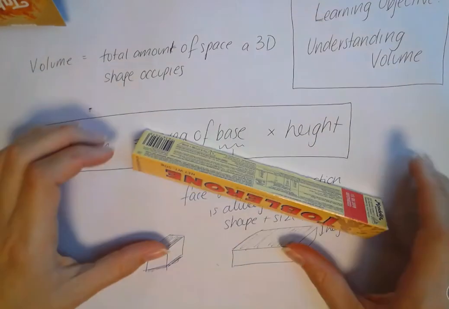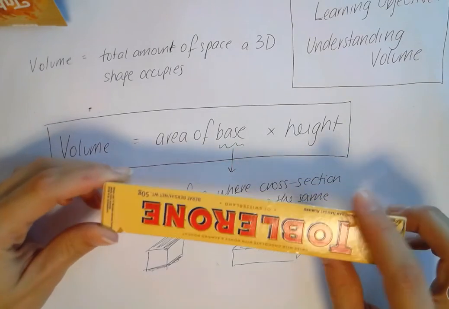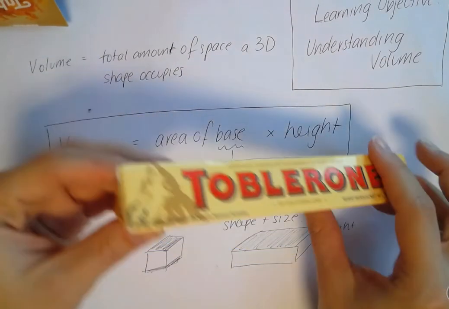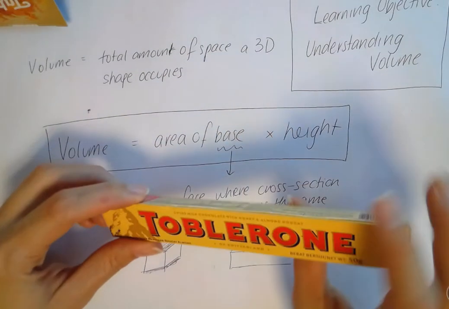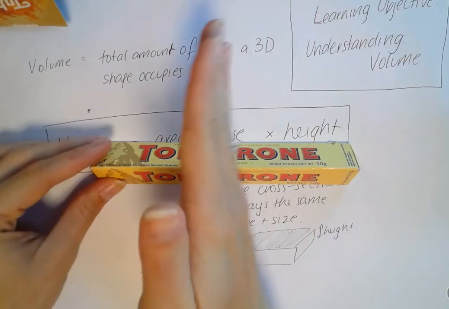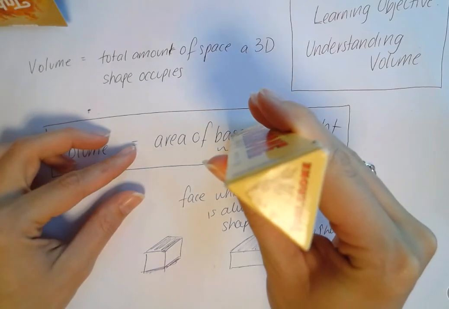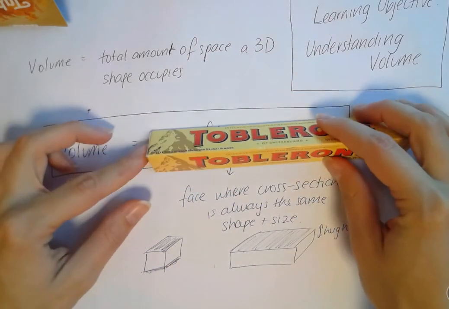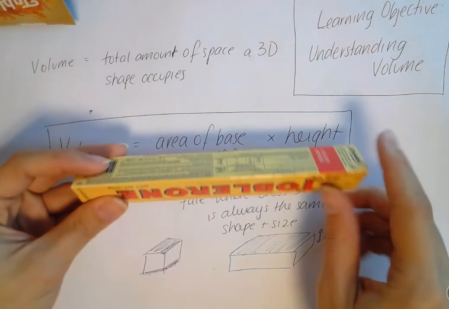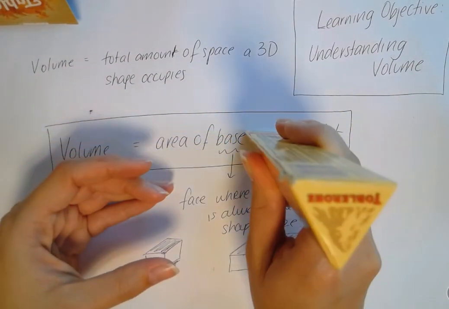And if I give you this one, here's your classic Toblerone. What shape is the face? Where can I cut it over and over to get the same shape? And I would have to cut it like this over and over, in the same way the chocolate's set up, and every single time you would get the same triangle face there. Alright, so this time it would be the area of the triangle face multiplied by this height here, like as if you were standing it up. Okay?